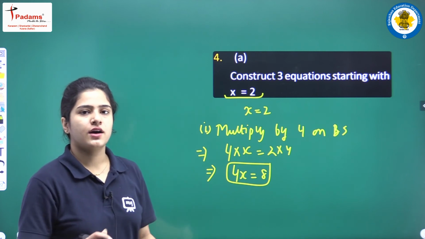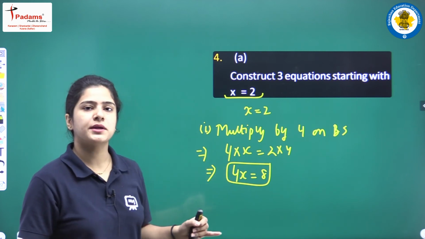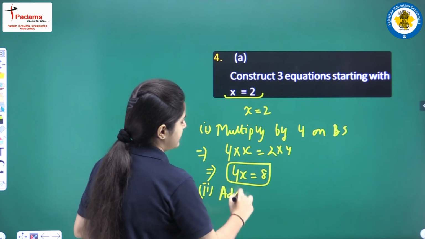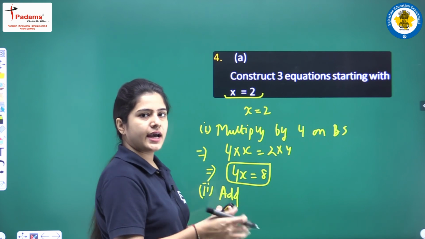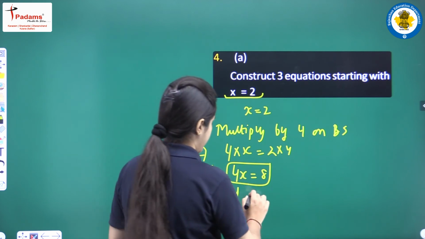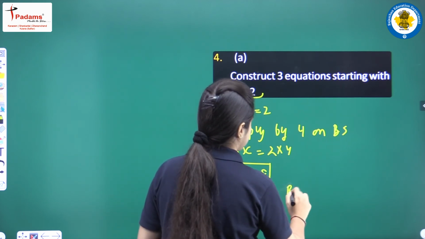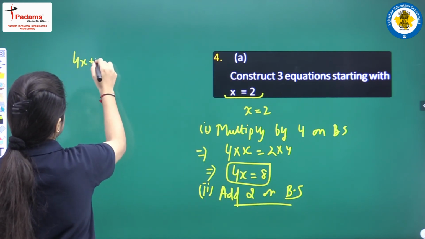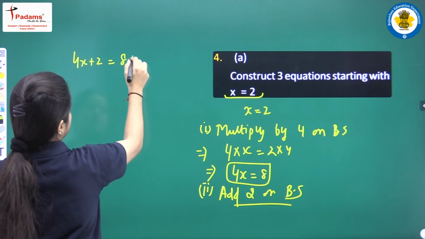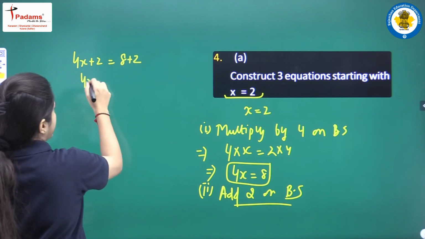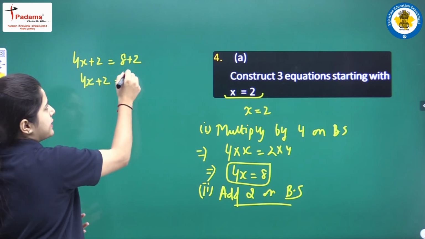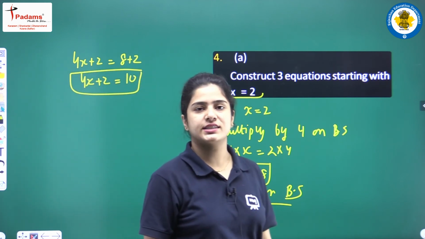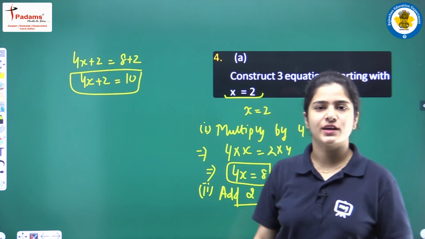Now students, to make the second equation, what will we be doing? Add, what will we be adding? Add, suppose, 2 on both the sides, okay students. Now I'm adding 2 on both the sides. So 4x plus 2 is equal to 8 plus 2, which is 10. This is your second equation that we have constructed starting from this thing, okay students.